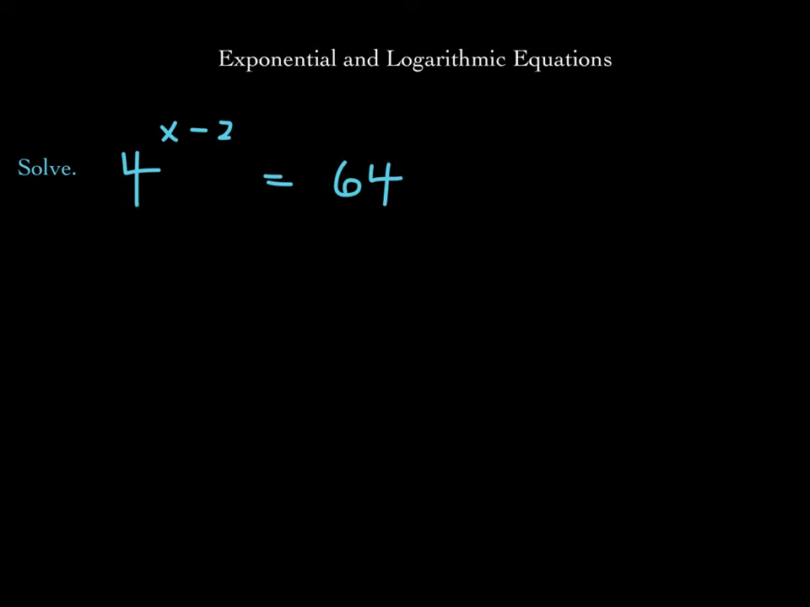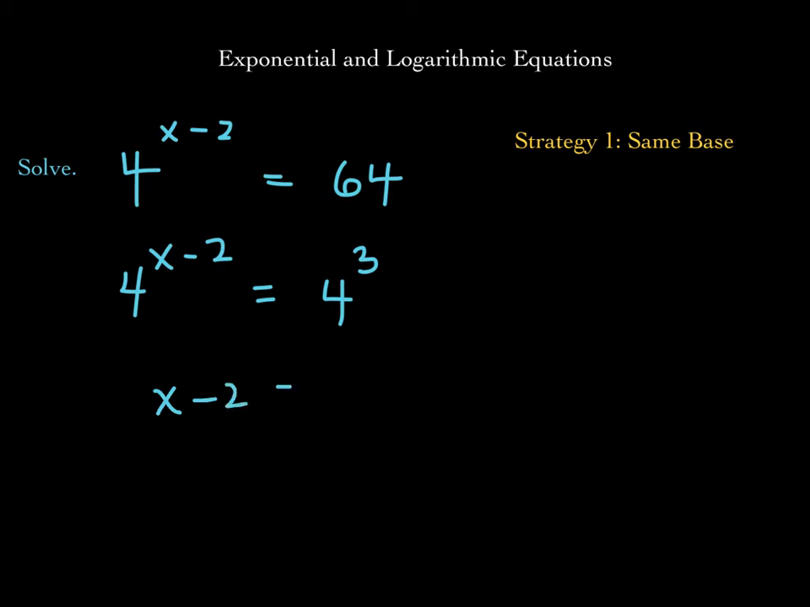So my strategy is to rewrite 64 as base 4, so it has the same base as the left-hand side. Now we must understand that 64 is 4 cubed. 4 times 4 times 4 is 64. And so 4 to the power of x minus 2 will be equivalent to 4 raised to the power of 3 if and only if the powers are equivalent. This is the only way that the left-hand side will be equivalent to the right-hand side.